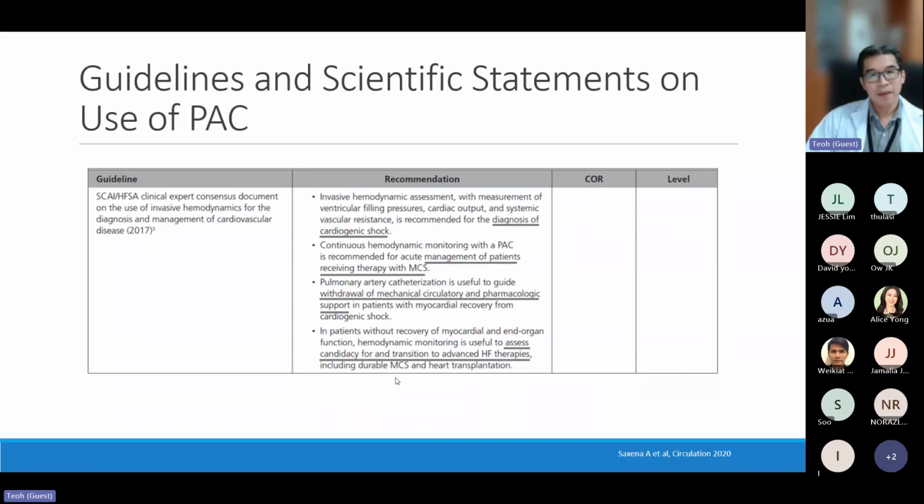And the SCAI and Heart Failure Society of America don't give any level of recommendation, but they also suggest that in order to diagnose cardiogenic shock, you need the pulmonary artery catheter, and this pulmonary artery catheter should be used also for patients receiving mechanical circulatory support. It's also useful to guide when you are going to withdraw the mechanical circulatory support, and also to assess the candidate that you plan for advanced heart failure treatment.